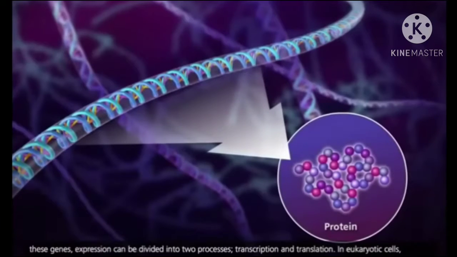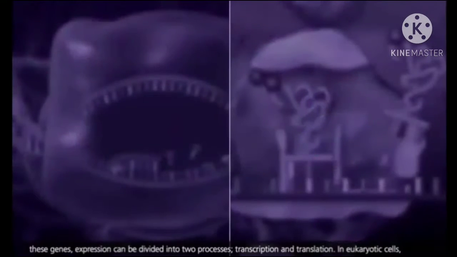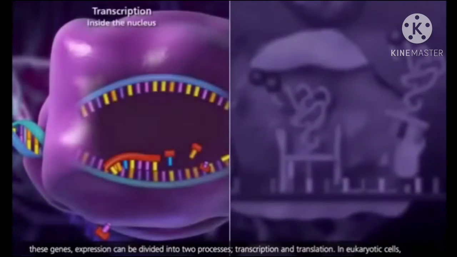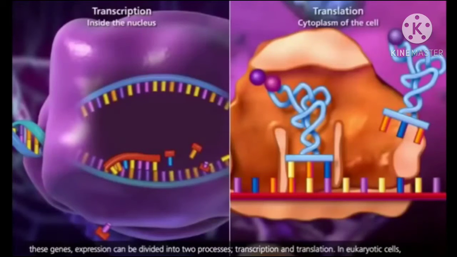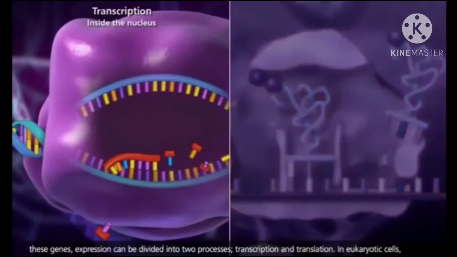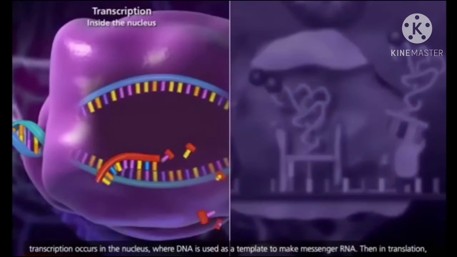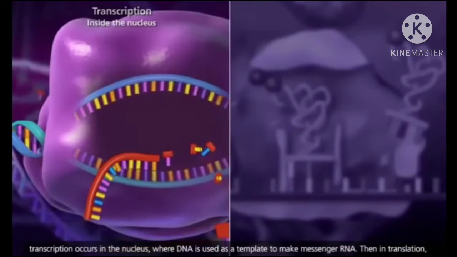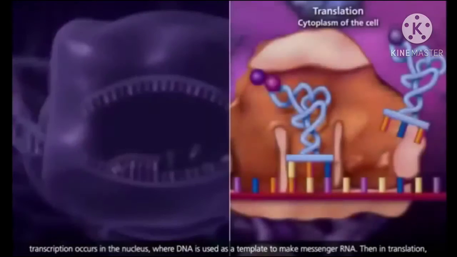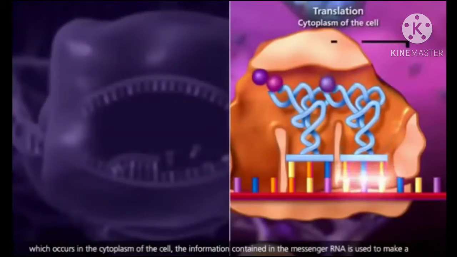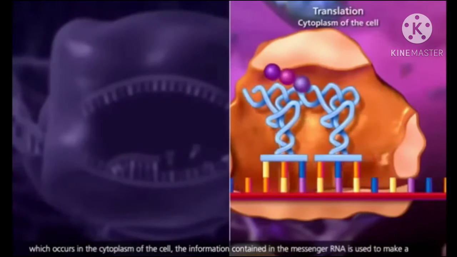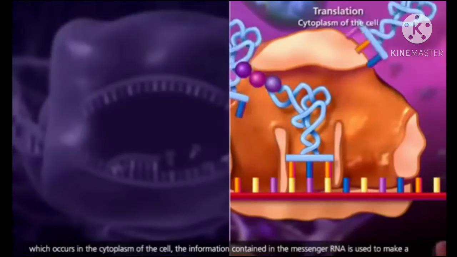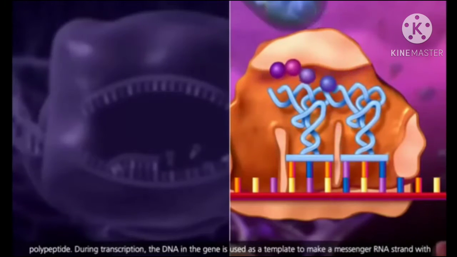For these genes, expression can be divided into two processes: transcription and translation. In eukaryotic cells, transcription occurs in the nucleus, where DNA is used as a template to make messenger RNA. Then in translation, which occurs in the cytoplasm of the cell, the information contained in the messenger RNA is used to make a polypeptide.